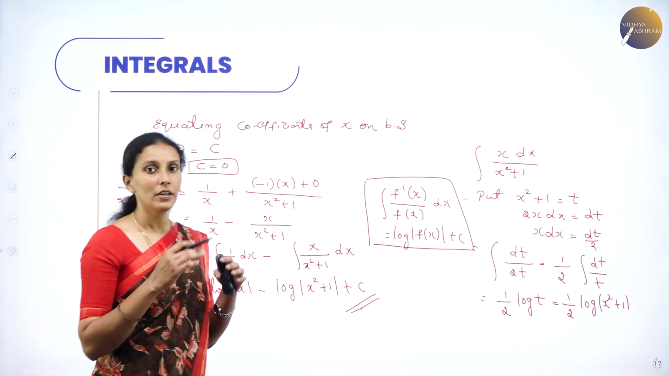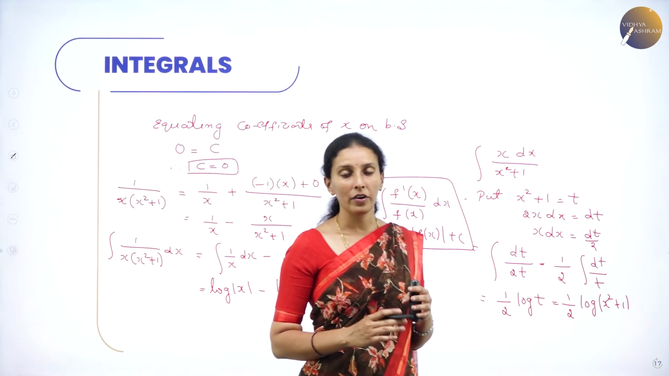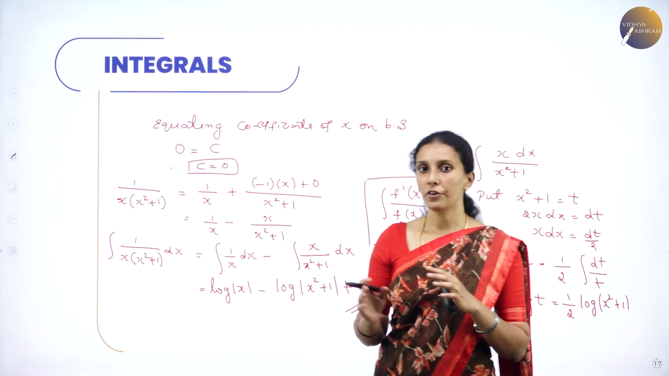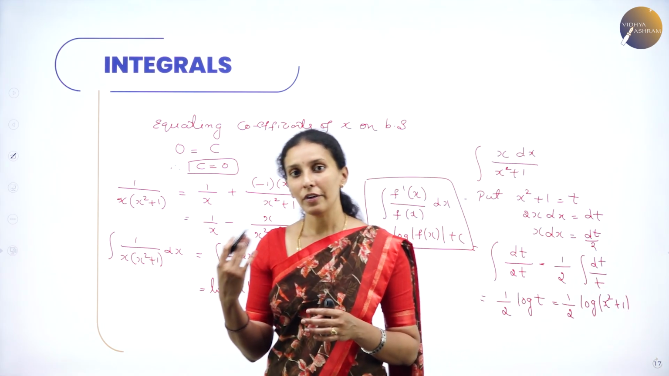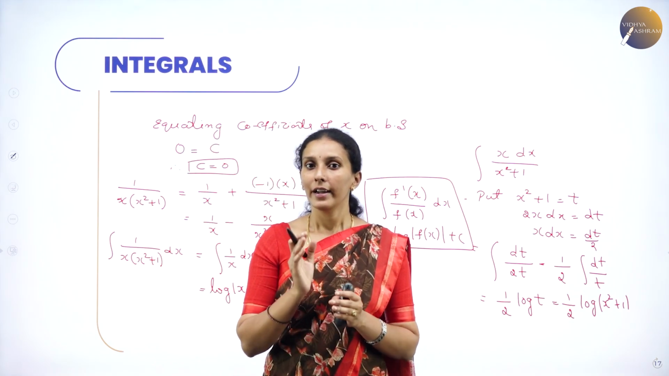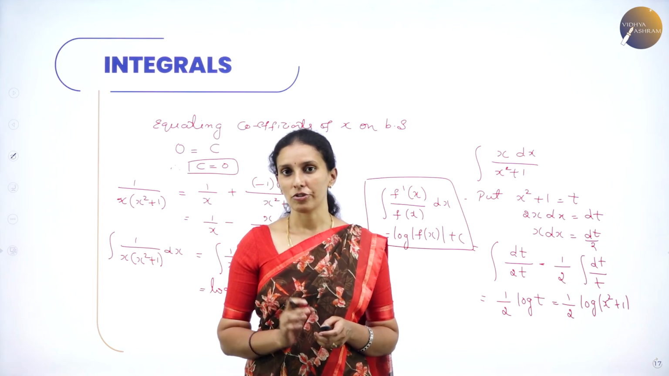So like this, whenever you have any rational function, we'll resolve it into simple fractions by the method of partial fractions, and then we will apply the integral, and then finally we will find out the integral value of each rational function.